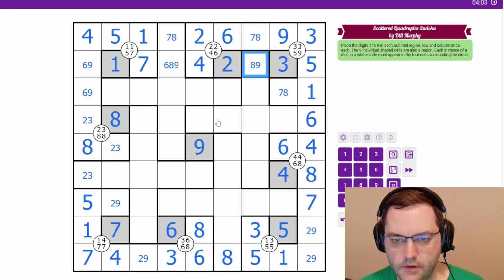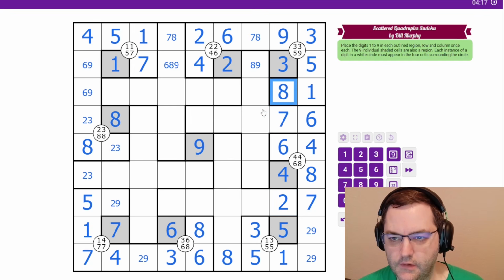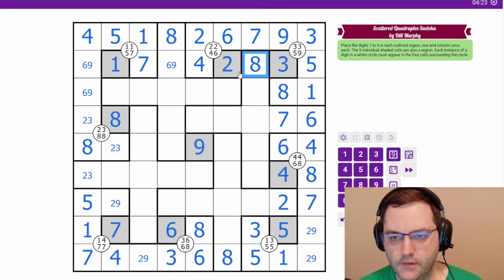And I don't think there are any other restrictions there. Here we need 2, 7, and 8, so this is 2 or 8, this is 2 or 7, which is another chocolate teapot. Oh, the 8 here resolves this. Okay, so that's 2, 7, 8. That 8 gives us this 7, which rules 8 out of this cell, which places this 8 in the row.